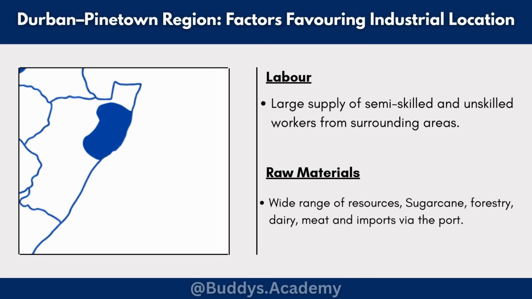In terms of labor, there's going to be a large supply of semi-skilled and unskilled workers from your surrounding areas. So now, because there's going to be a large population, there's going to be plenty supply of workers. In terms of raw materials, we're going to have a wide range of resources. So things like sugarcane, forestry, dairy, meat, and your imports, obviously, via the port.